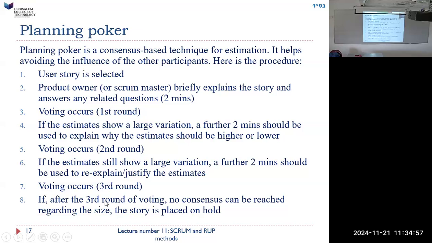Third round. If after the third round of voting no consensus can be reached regarding the size, the story is placed on hold. That's it. You just don't do it. If you can't come up with how much time it's going to take, don't do it. And that's another motivation to come up with it. Maybe we'll have to reevaluate. We'll have to maybe cut it up into different parts, and maybe that'll be easier for people to agree on.